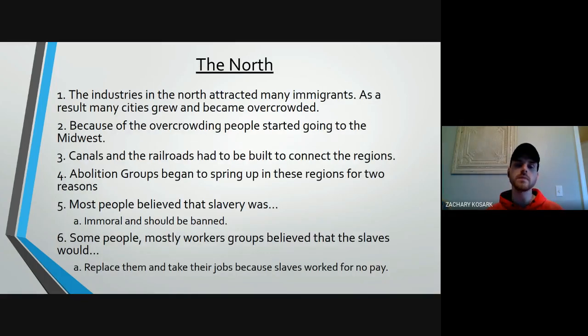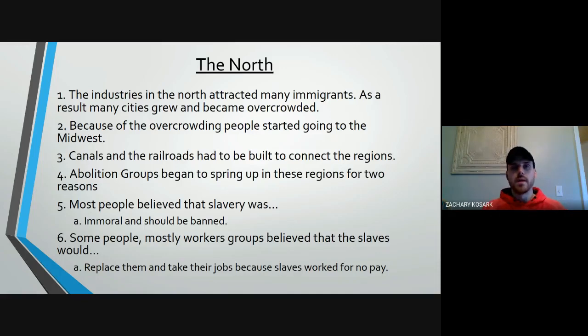The industries in the North attracted a lot of immigrants because they needed people in those factories, and since there were jobs there, the immigrants went to the cities to fill those jobs. As that happened, cities started to get overcrowded, and because the cities in the North got too crowded, people began to leave and move to the Midwest, where we are now in Missouri.